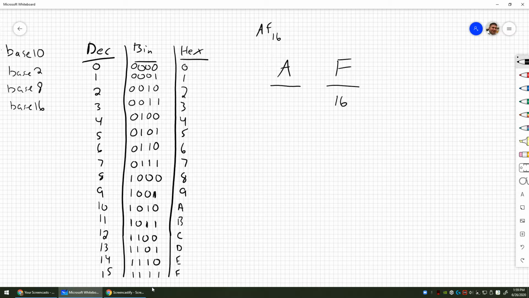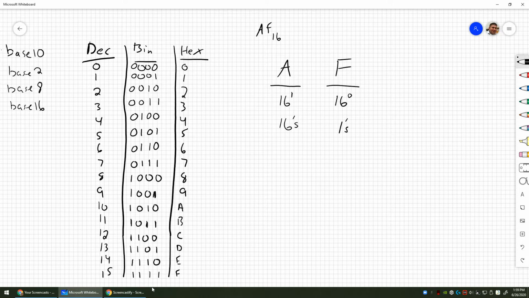This is base 16, so I'm going to do this. I have a base of 16. This one is my ones place. Like always, this is my 16s place. Now I'm not going to lie, this one is a little more difficult to wrap your head around than the others I just did because of the A's and the F's and the letters, right?